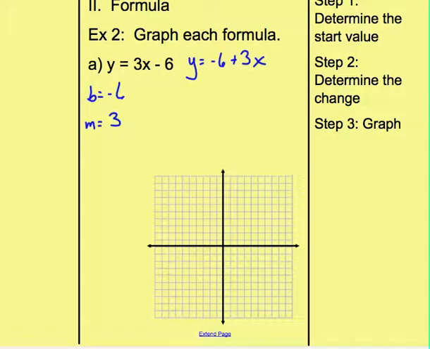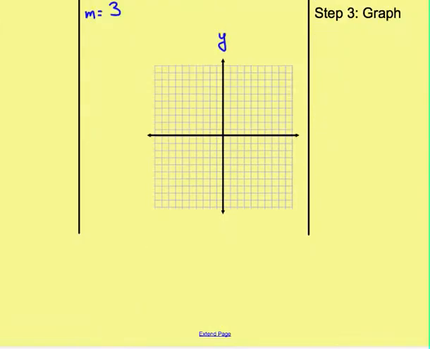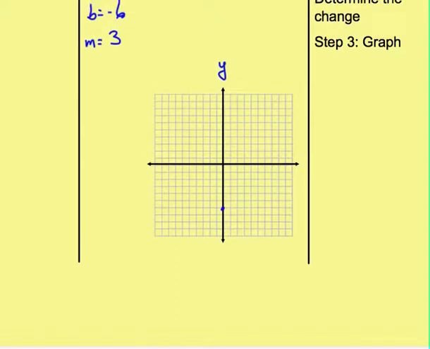So our starting value goes on the y-axis, and my starting value this time is negative 6. So I'm going to go down 6 on the y-axis. And then my amount of change is 3. So I'm going to rise 3 from my starting value and run 1. And as I've mentioned, I like making lots of ordered pairs. Gives me a straighter line.